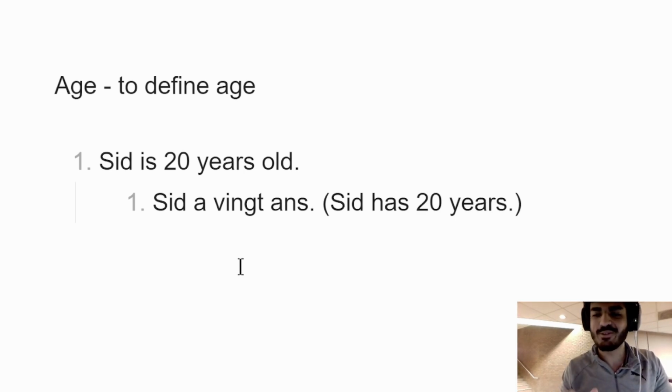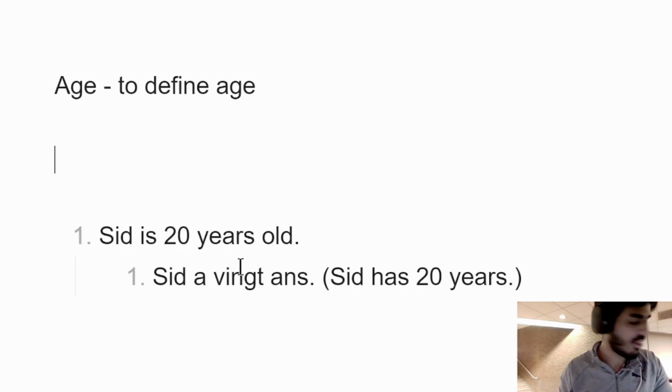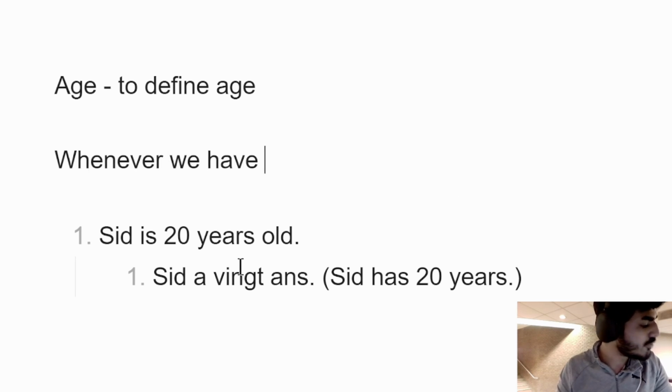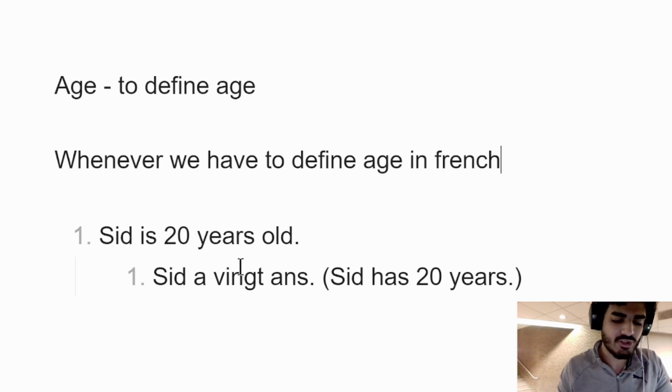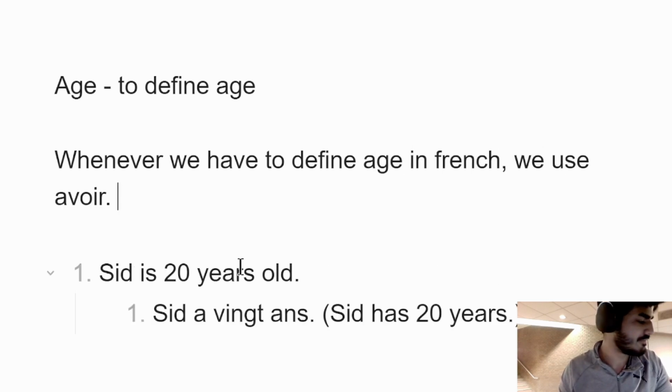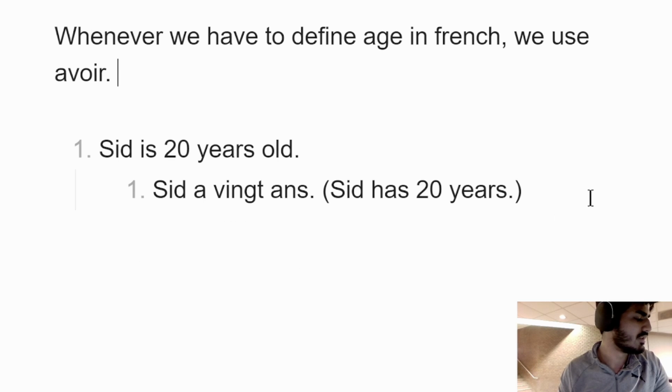Sid has the possession of 20 years. Okay, so Sid has 20 years. Whenever you have to define age in French, we use avoir. Always. How do you say 22? 22 ans.